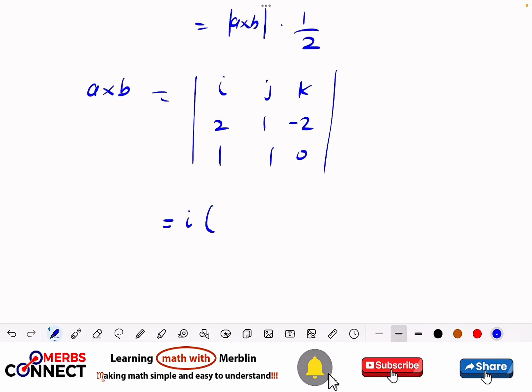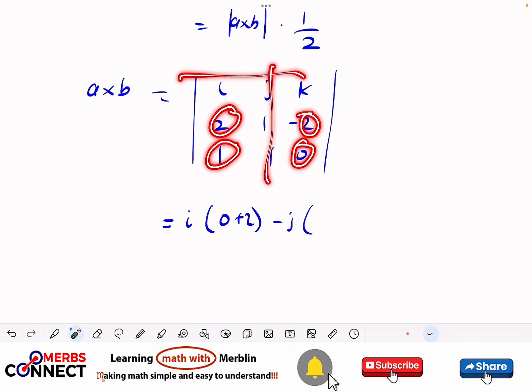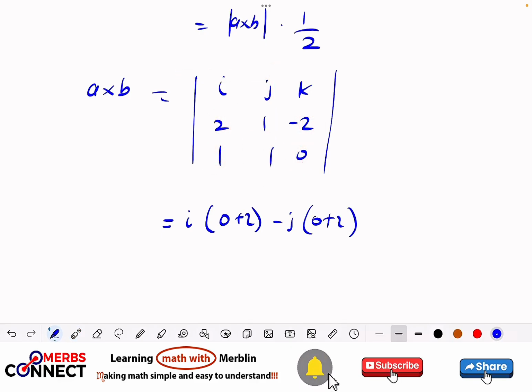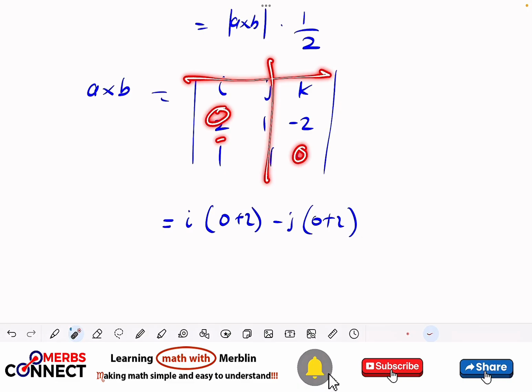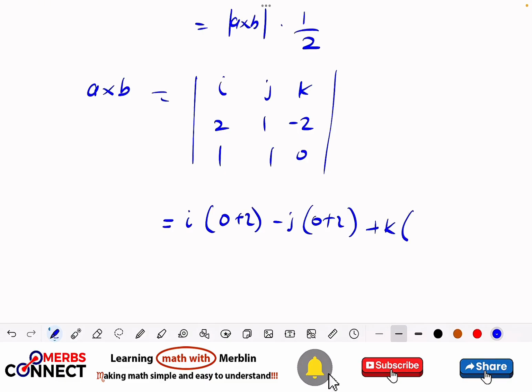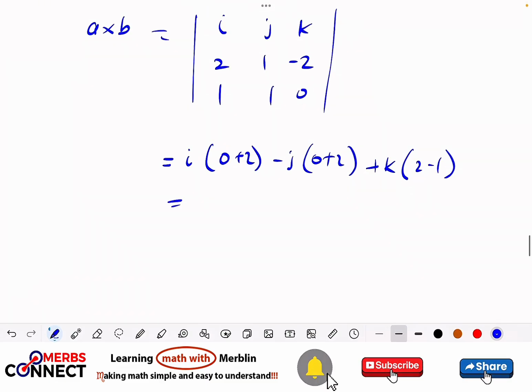So for i, this one is going to cancel this. This will multiply this, and this will multiply that. So I'm going to have 0 plus 2, minus j. This cancels this, this times this will be 0, and this is going to be 0 plus 2 again. Is that right? And then this again is going to be 0 again, and then I have this one. Then this is going to give us plus k. I'm going to have 2 minus 1. So this is going to give me 2i minus 2j plus k, right? So this is what I'm going to get.